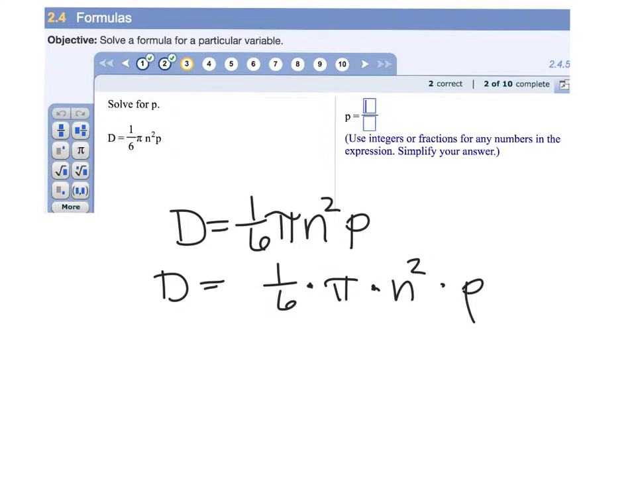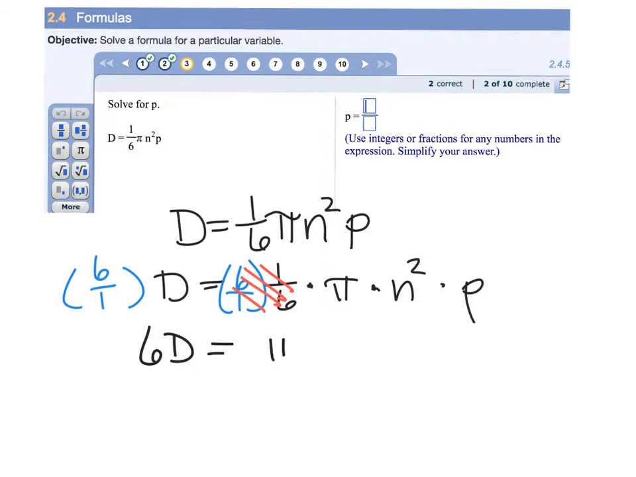which means in order to get P all by itself, we're going to do division, or we're going to multiply by the reciprocal. So we're going to start by multiplying by the reciprocal. So we're going to multiply by 6 over 1 because that's going to get rid of this 1/6, because that becomes 1, right? And so now you end up with 6D is equal to pi times n squared times P.